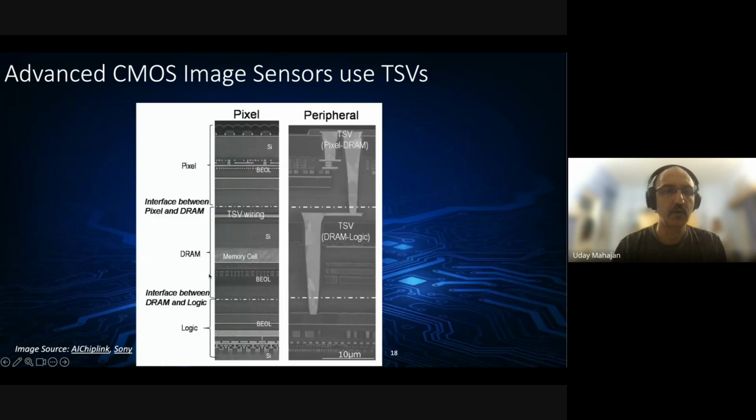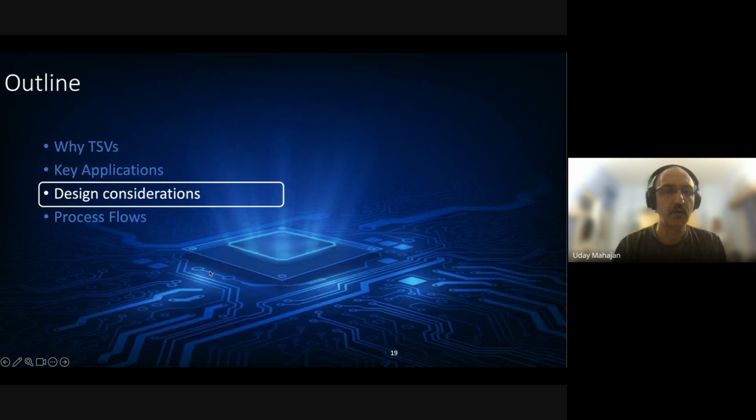And here you can see a sample cross section of how it looks, right? With this, where you have the pixel layer, and in the periphery is where the TSVs are present, connecting the pixel layer through the memory to the logic layer. Now, these applications are fine, right? But you can see, again, as alluded to at the beginning of this talk, the design of these ICs has to be impacted by inserting these giant structures in between them, right?